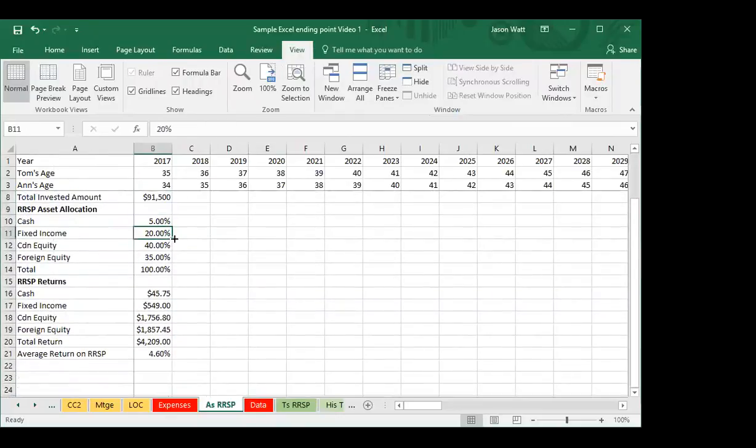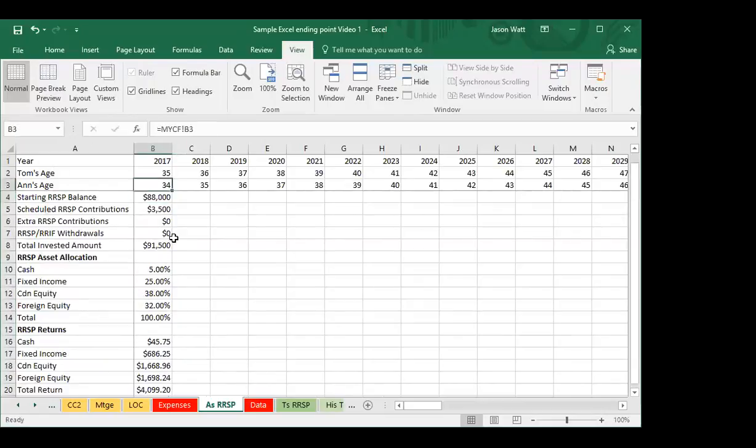all plug in here. Different asset allocation. Maybe she's got a little bit different risk tolerance. Maybe we're going to go to 25% fixed income and maybe 35%, do 38%, and we can do 32% as her foreign equity component. So brought that risk tolerance down a little bit, and we can see that that does impact our average return, but everything just populated itself nicely there. We built a nice set of formulas for Tom, and it really did carry through nicely for Ann as well.